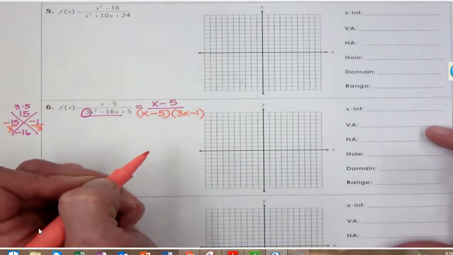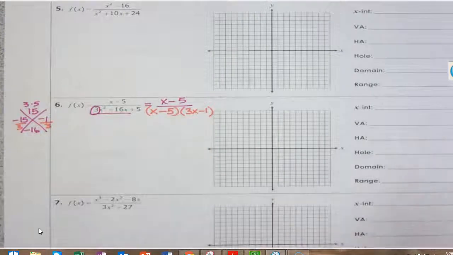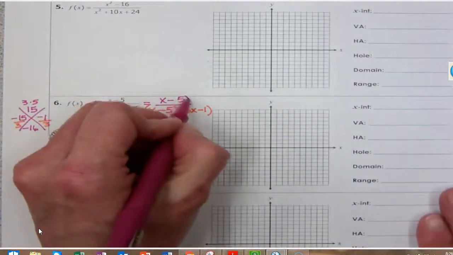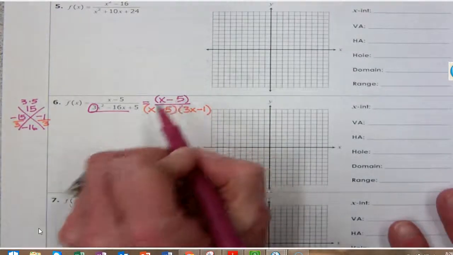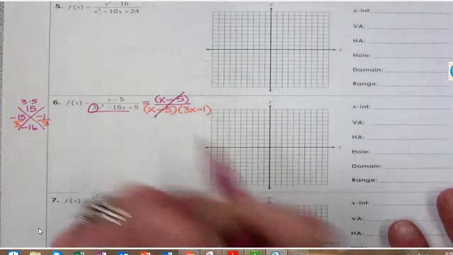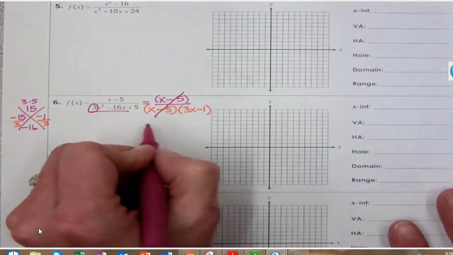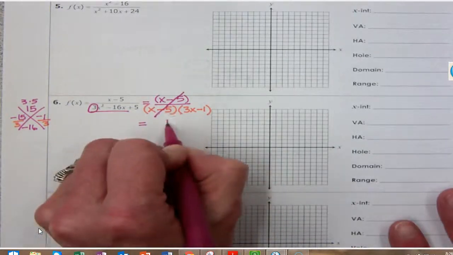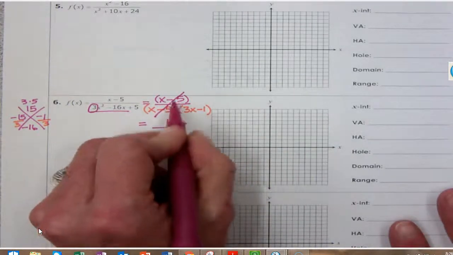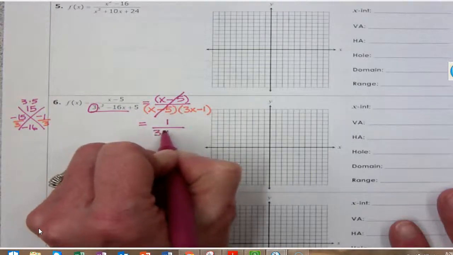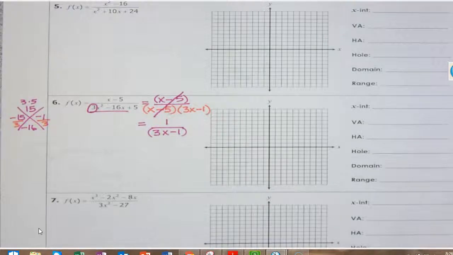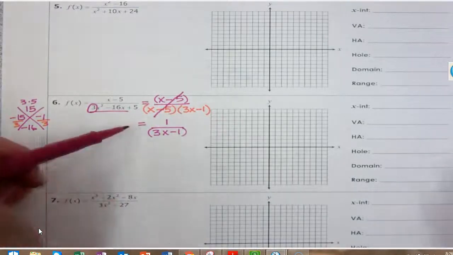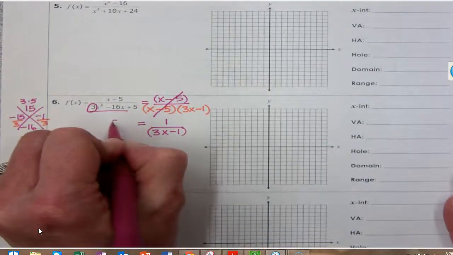Alright, now we know that since we've got this equation here, we're going to cancel these out. So my new function is going to be 1 over 3x minus 1. Alright? So we've got this equation right here. This is my new function.